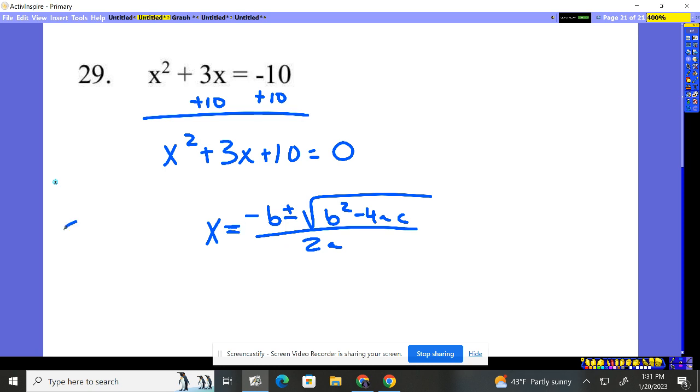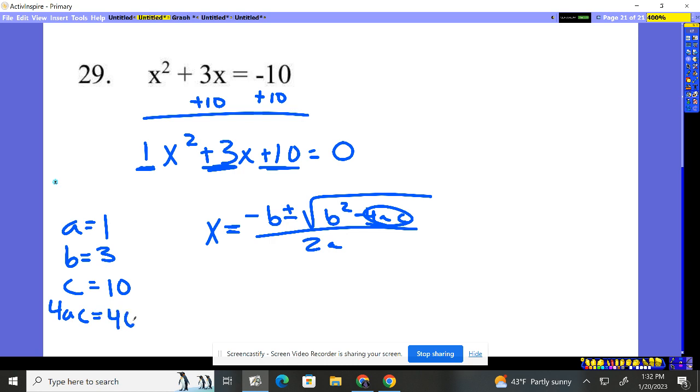Now, we have an a, we have a b, and we have a c, and I always like to go ahead and calculate the 4ac piece right here. So a is always whoever is in front of x squared. In this case, it's a 1. b is whoever is in front of x, 3. And then the constant piece right there is 10. So 4 times a times c: 4 times 1 is 4, times 10 is 40. Okay, so we got a 40 there.